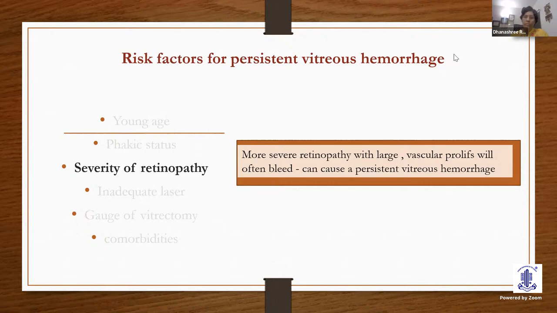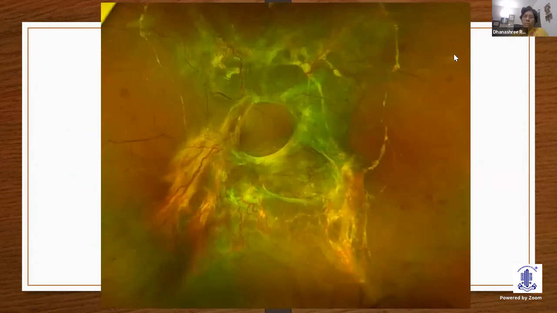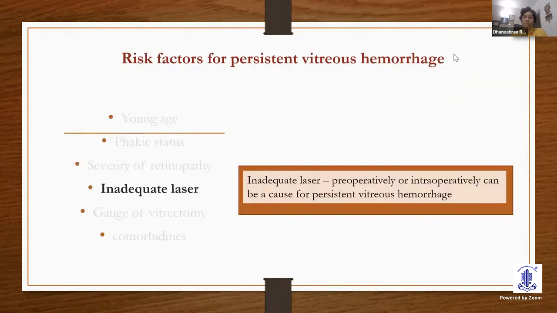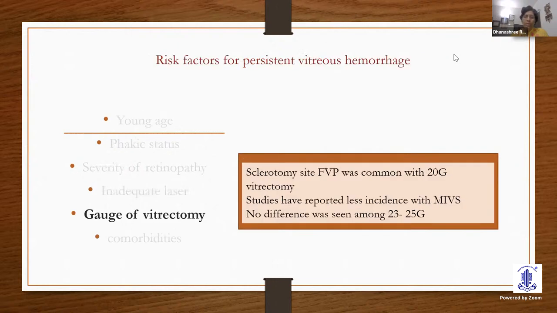persistent vitreous hemorrhage. And now often we come across such a situation where you have large fibrovascular prolifs, highly vascular, which will tend to bleed, or at least the cut ends will tend to bleed. So you have to be careful. The role of laser, inadequate laser, either preoperatively or during the surgery, can also be a cause for persistent vitreous hemorrhage. And the gauge of vitrectomy.